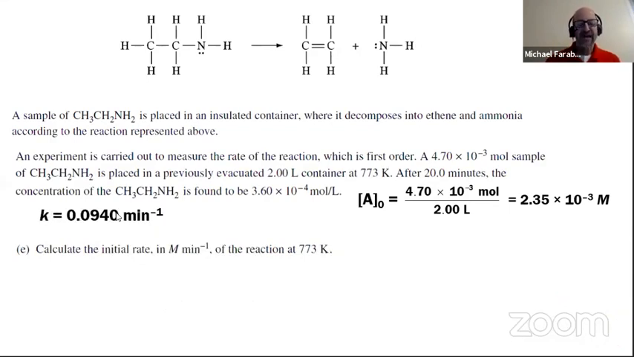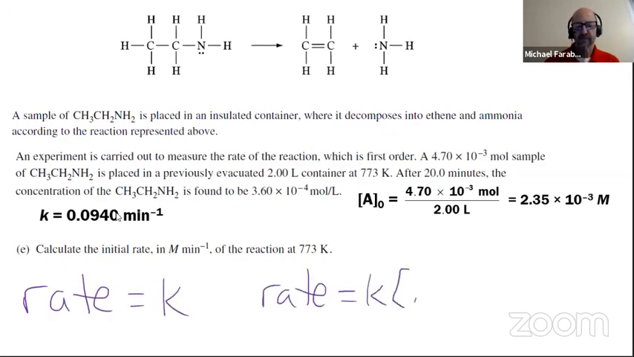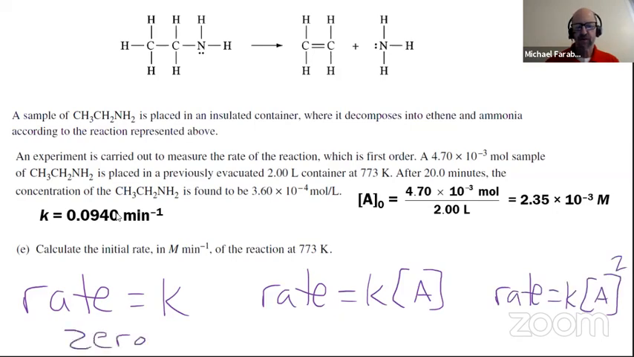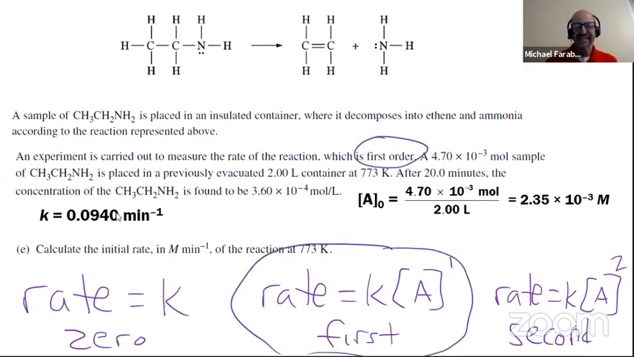Okay, next part of the question, calculate the initial rate. So remember that we're talking about a rate law. And so I'm just going to go ahead and write some rate laws here using A as a generic reactant. This would be 0 order. This would be first order, so the exponent is 1. And this would be second order. They obviously told us it was first order. So I have to use this particular equation right here to calculate the initial rate of the reaction.